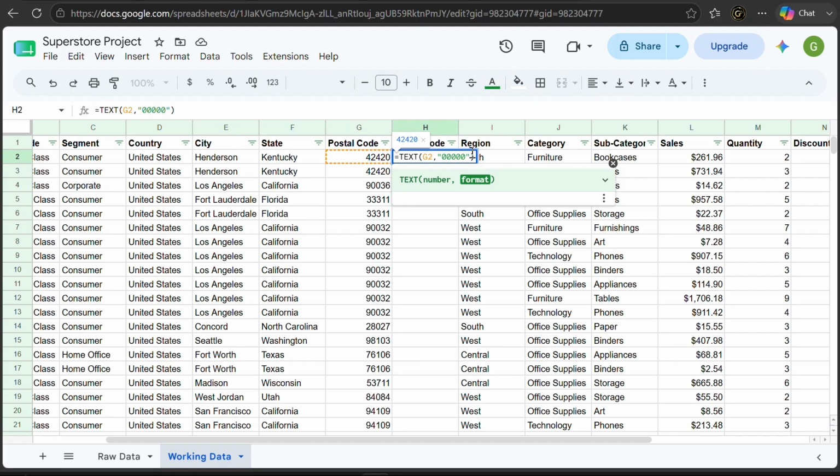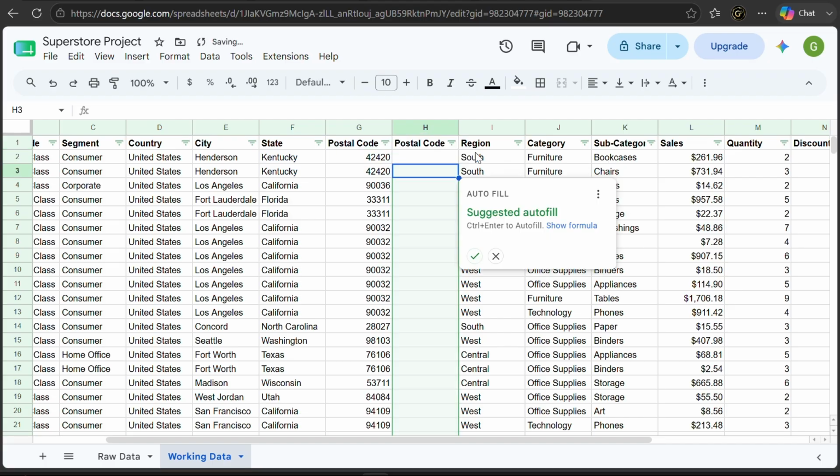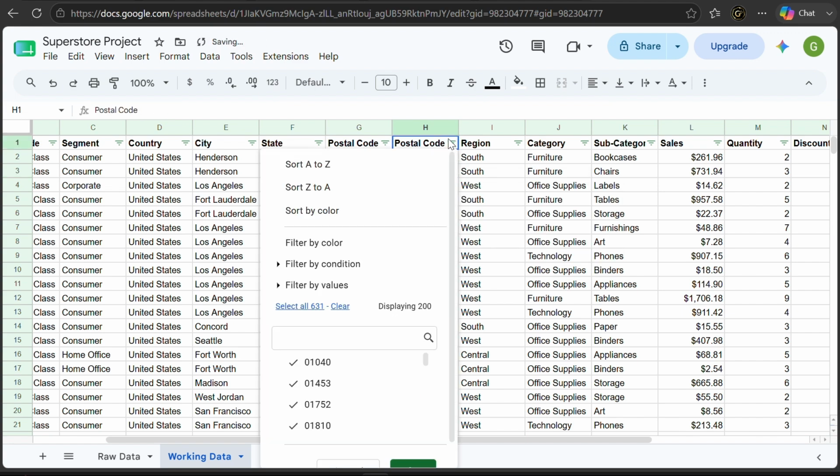Why I'm doing this is to force it back to 5 digits, right? That's what we're going to do. So I'm going to press enter. Now I'm going to autofill, and let's see. We still have, yeah. So now we have this here already. Now that's exactly what we're trying to do.